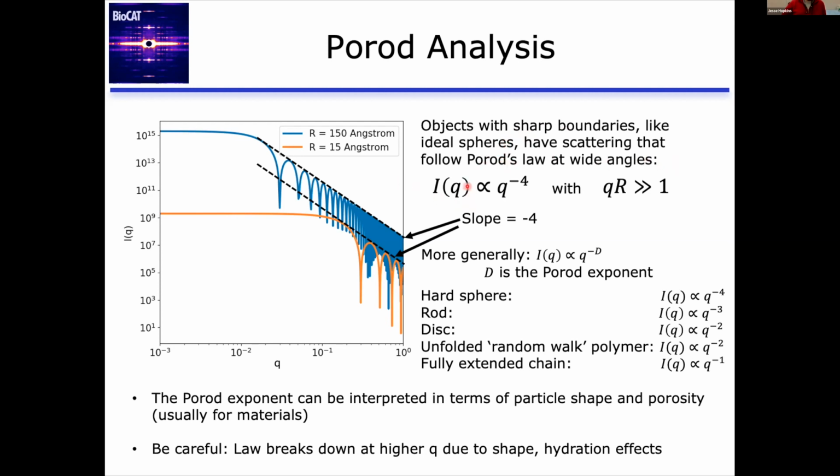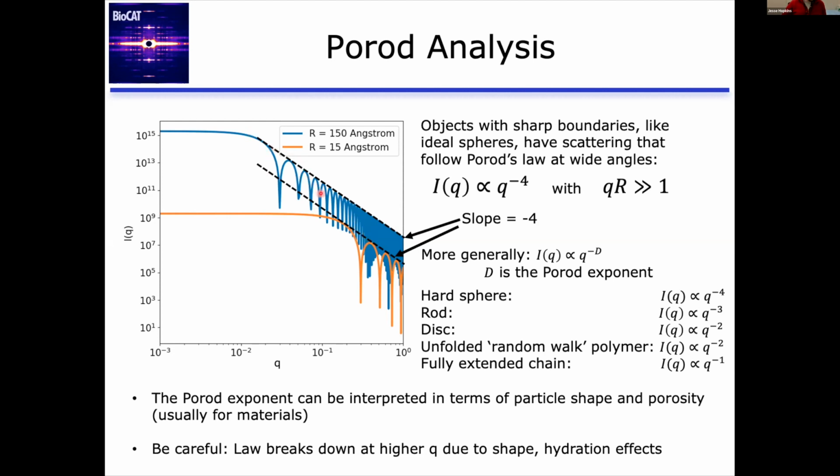The classic statement of this was I of Q is proportional to Q to the negative 4 at sufficiently large angle, where Q times the size of the object is large. And you can see that manifested here in this plot. Here I'm plotting the scattering for spheres with two different radii, 15 and 150 angstrom. They have the same overall shapes, but they're shifted on the plot. But this decay at high Q, this overall envelope, this dashed line here, has the same slope in each case, and that slope is -4.